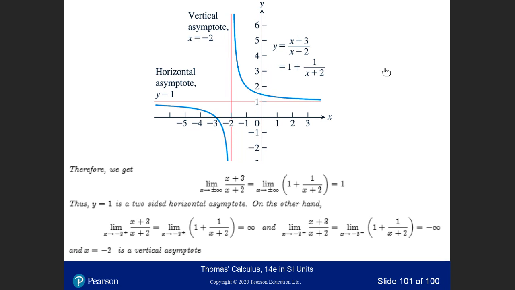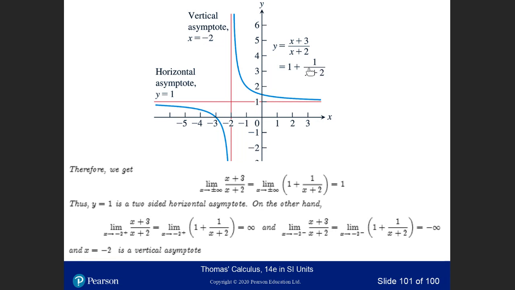Now let's look at the horizontal asymptote. When x goes to plus infinity, what happens? Okay, this I can write by polynomial division like this: 1 plus 1 over x plus 2. Now if I go to infinity, this becomes very, very small and my limit is 1. So there's a horizontal asymptote. y is equal to 1, as you can see, is a horizontal asymptote.